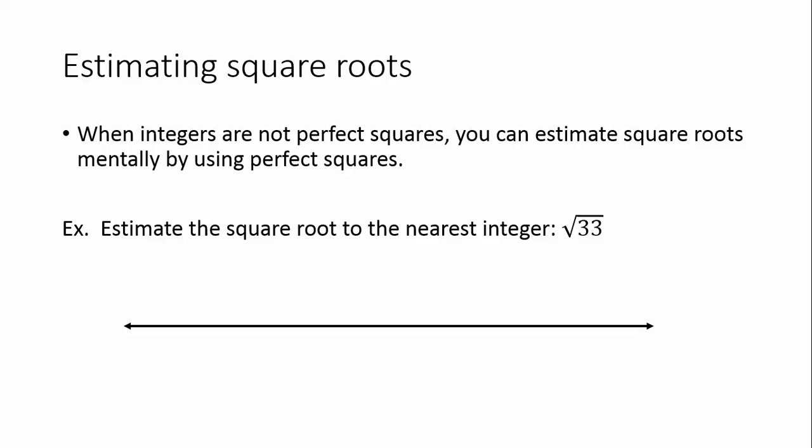So if you start thinking, I'll just start with 4. 4 times 4 is 16. 5 times 5 is 25. 6 times 6 is 36. So 25 and 36 are what the square root of 33 falls in between. The square root of 25 is 5. The square root of 36 is 6.